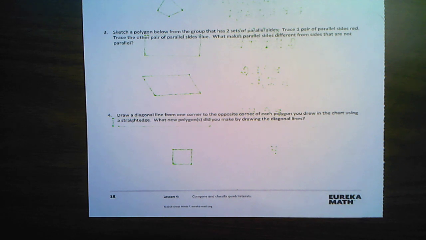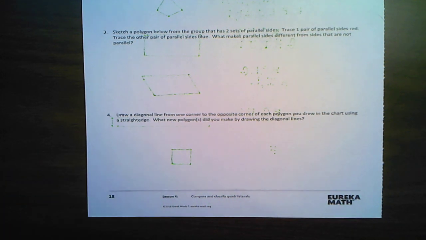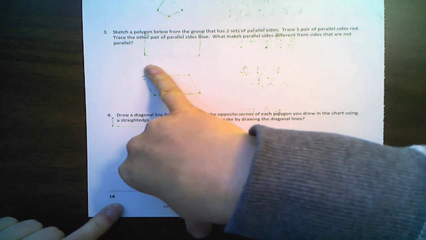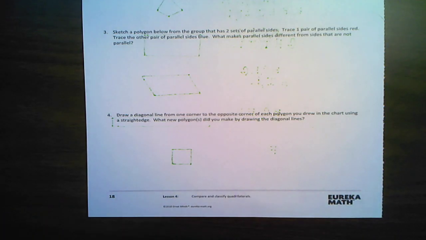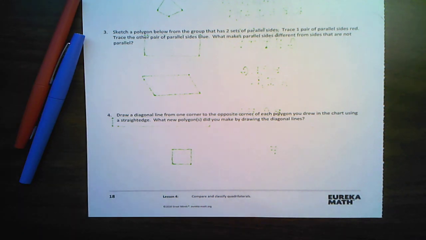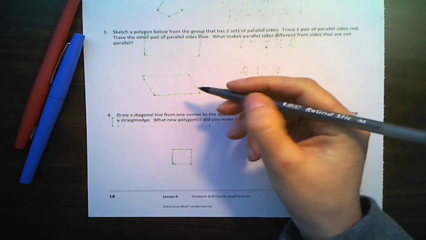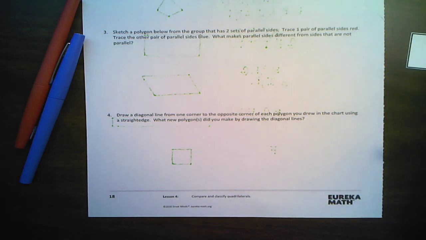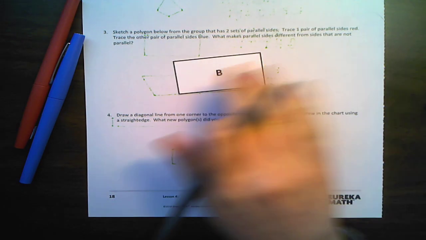Okay, so if you're doing this with a pencil, go ahead and sketch any shape that has 2 parallel sides. I'm going to get my red and blue markers out. If you have red and blue, great. If you don't, maybe 2 different colors would be fine. Maybe I'll just do this with this little pen. I'm going to sketch.